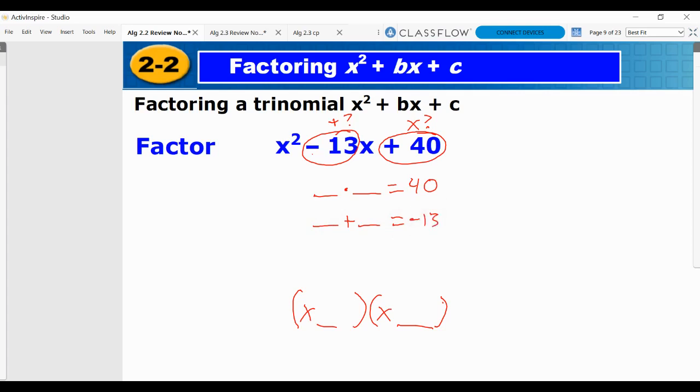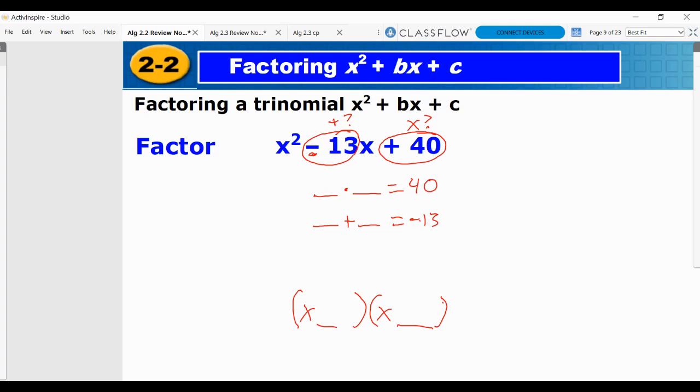Okay, so now you just got to think about this situation a little bit. Once you get some negatives in there, it's going to cause you to think a little. So take a look at what you need. You need two numbers that are going to multiply to get you positive 40, but they also need to add together to make negative 13.